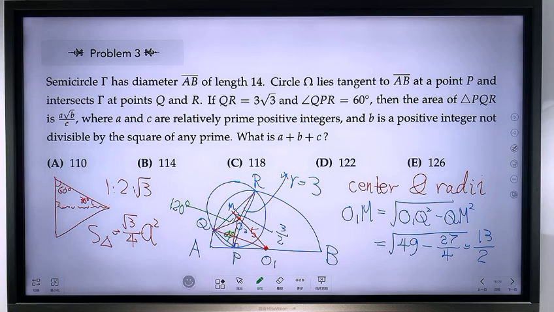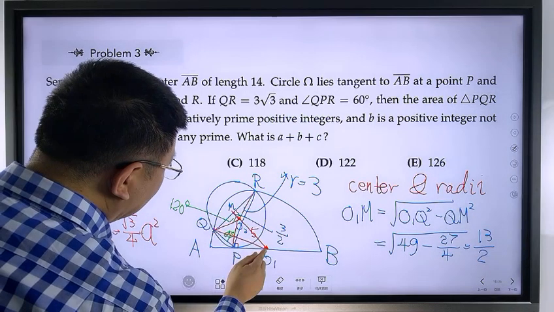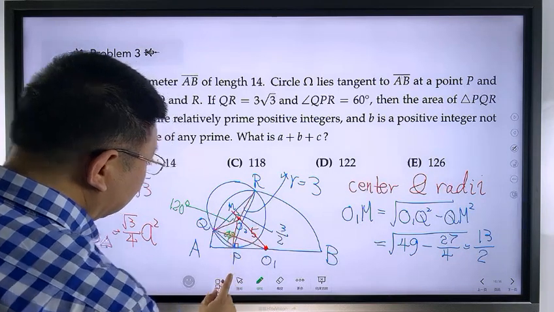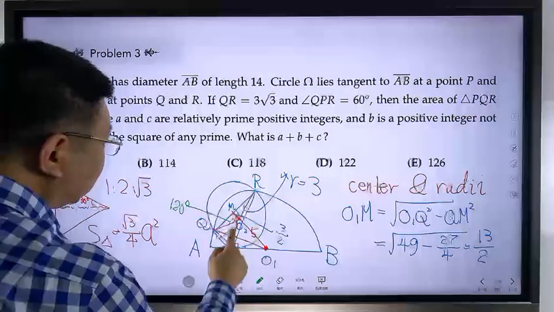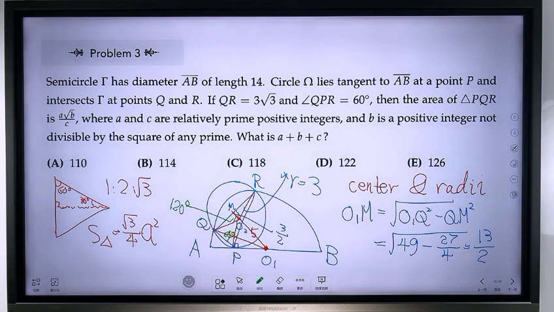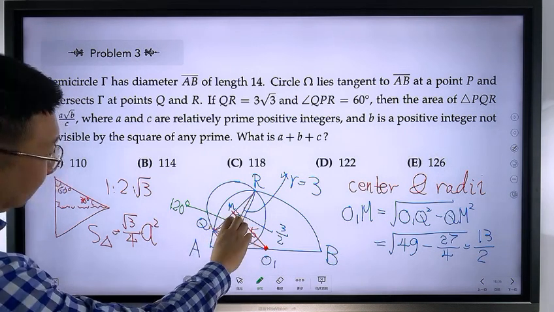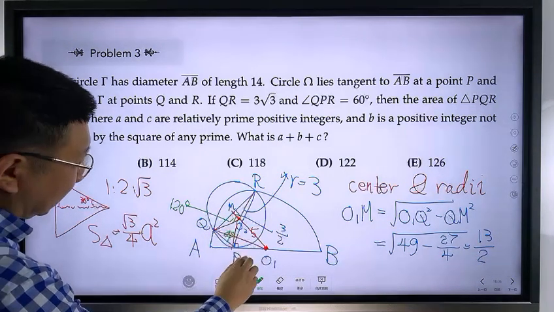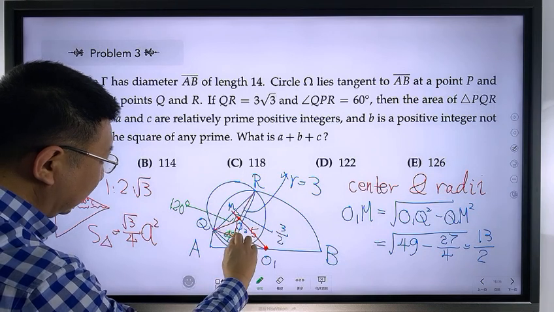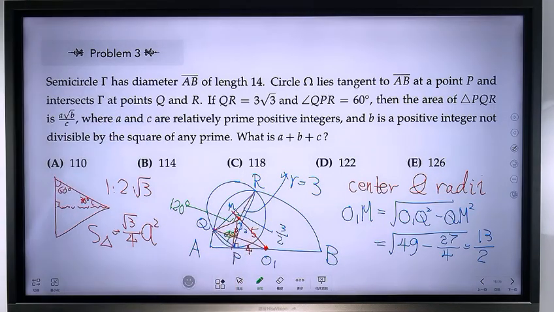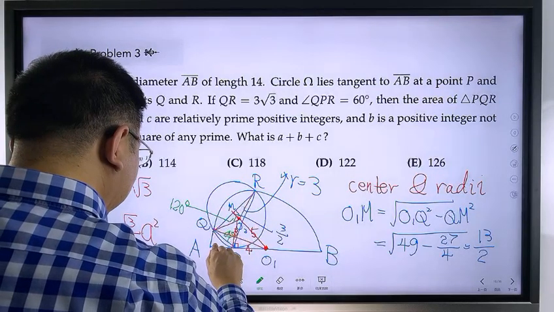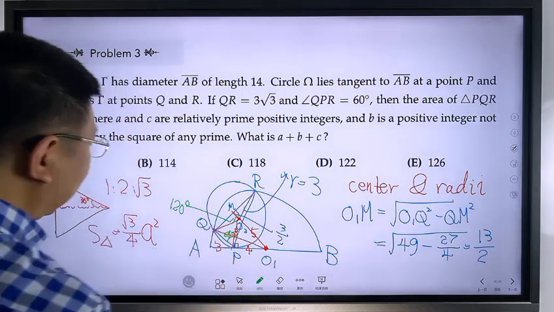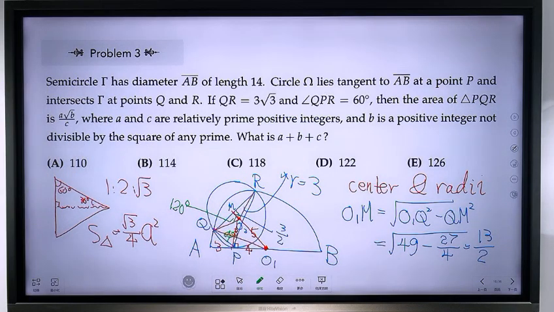So this must be perpendicular, which means we have a right triangle here, which is O1, O2, and P, a right triangle. So this is 5. This we already know is 3. So we know that this is 4. So you see this picture has a 3, 4, 5 special right triangle. Then once we know that this has 3, we can have this as 3 as well.